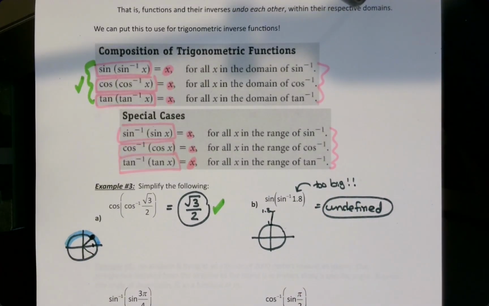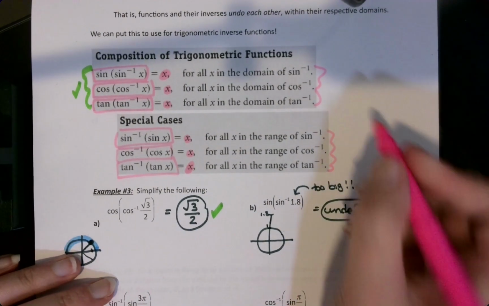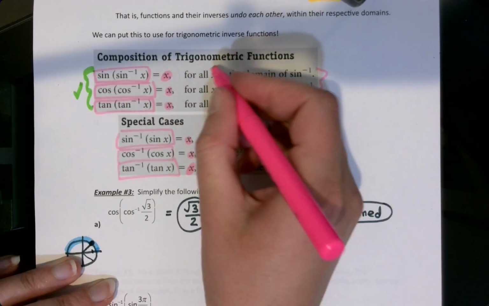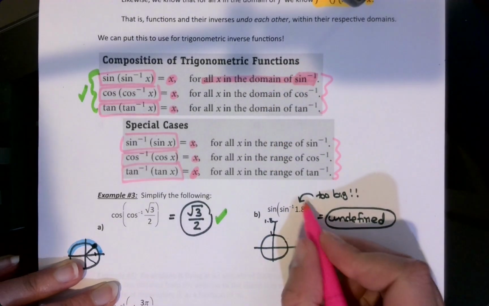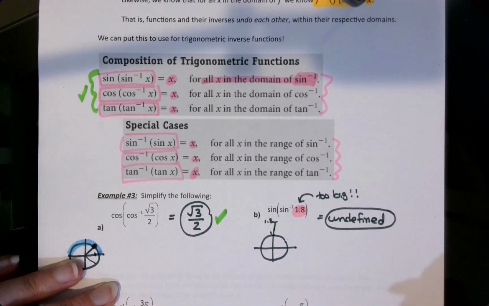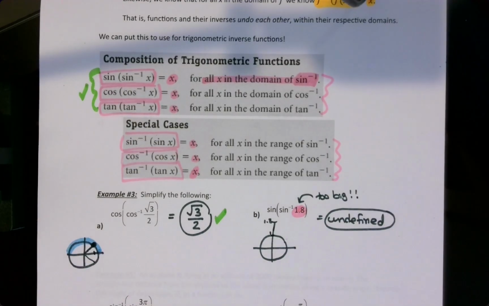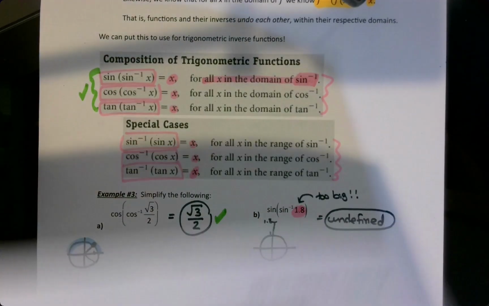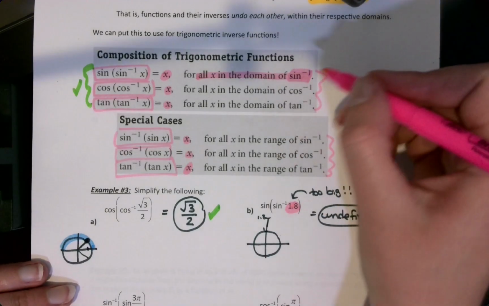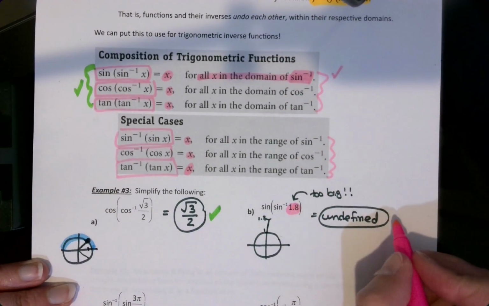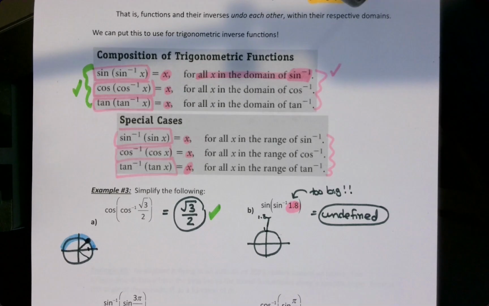My diagram helped me notice that that was going to be a problem, and emphasizes that this is going to be equal to x for all x in the domain of arc sine, and 1.8 is not in the domain of arc sine. Recall that arc sine is only able to input domain values that are between -1 and 1. 1.8 is too big. So because of this fact here, we are undefined. We're unable to answer that question. It's not equal to 1.8.